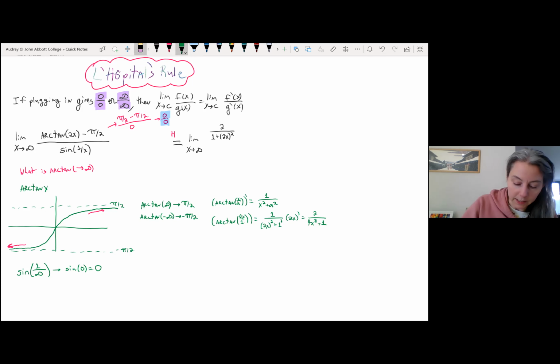So I'm actually going to replace that up here, that 2x squared that we have, with a 4x squared. Now, the derivative of pi over 2 is just 0, so we're good there.